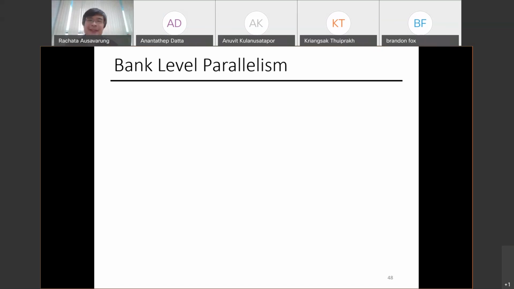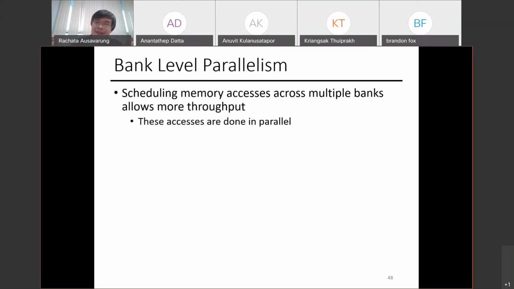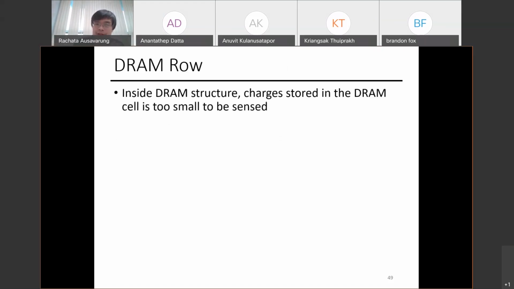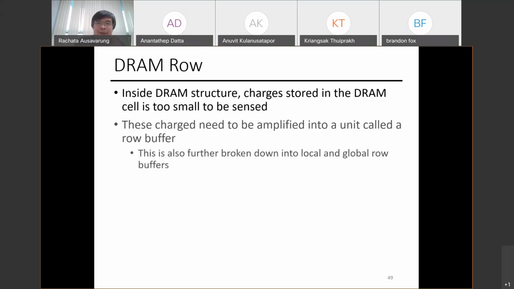So let's keep going. Now that we know about bank level parallelism, which means that you can send multiple requests to multiple banks and they'll be serviced in parallel, which is a good thing, we need to look into this unit called a DRAM row. Inside the DRAM structure, charges are stored in DRAM cells that are too small to be sensed. These cells store less than 10 electrons. Inside those capacitors there are only a few electrons. So the charge needs to be amplified.